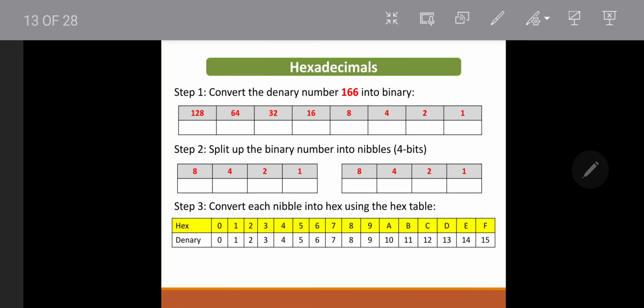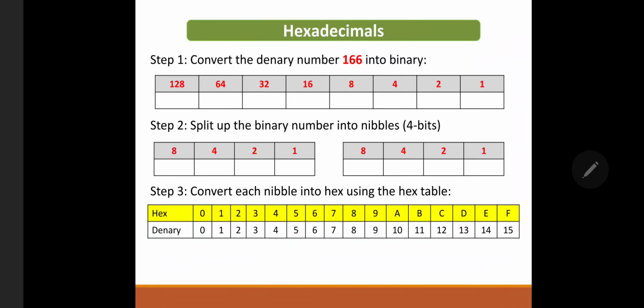All right, so first of all, you need to find the binary equivalent. So what's the highest number on the 166? The highest number on the 166 is 128. So we're adding 128. 64, should we add 64? No, that will be too high. So we're not adding that value. Okay, are we adding 32?